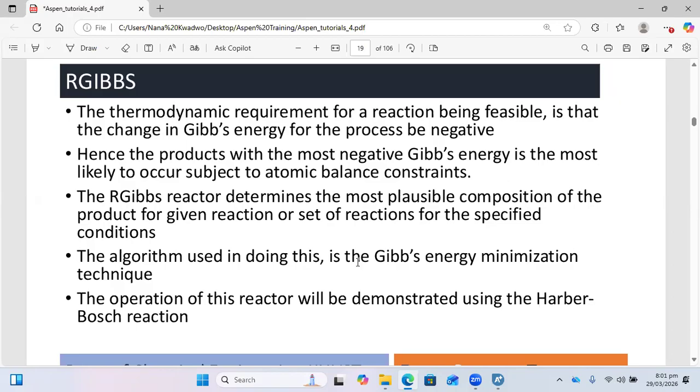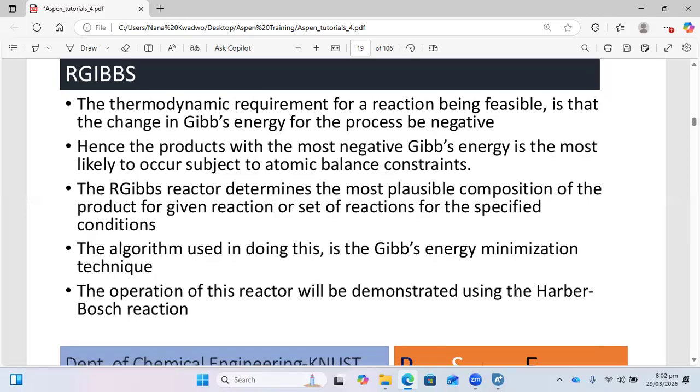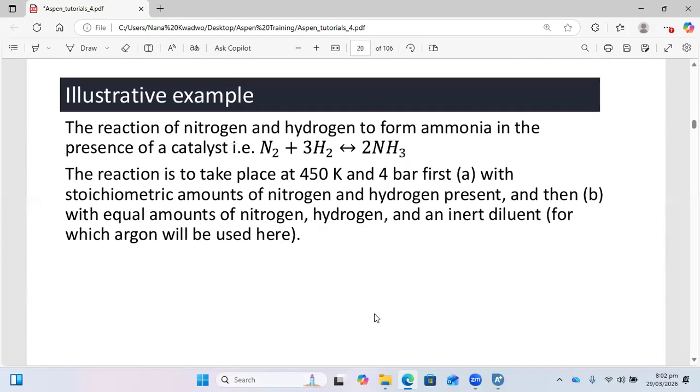So it considers the most stable species you can get out of the possible options based on the temperature, pressure, or any condition that you give to it. So it's actually a very, very effective block, especially if you are not too sure of what to expect, right? It would be very, very efficient for you. So this is the example we are going to try.